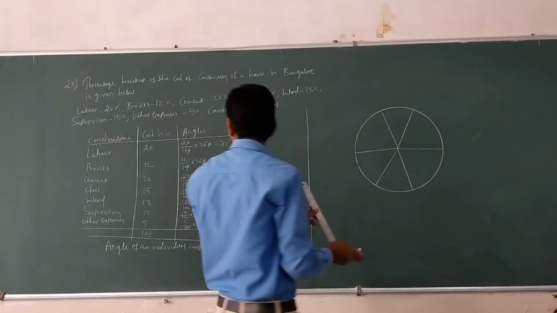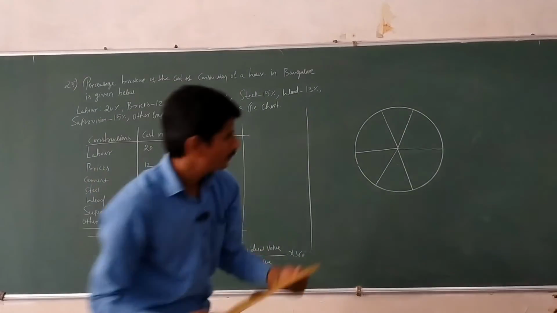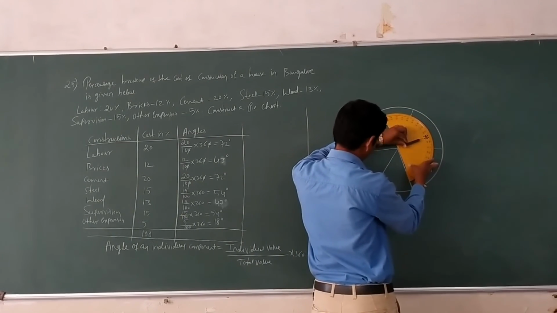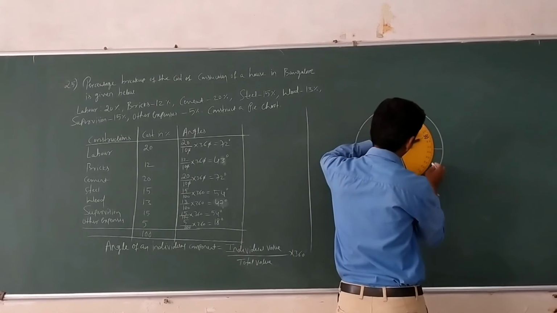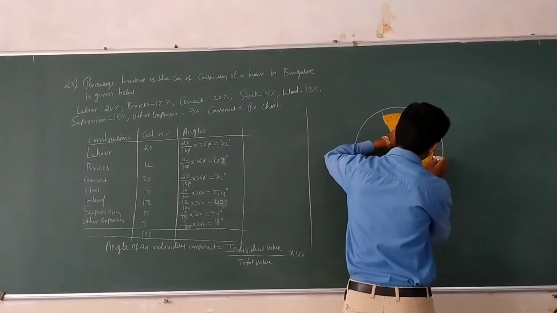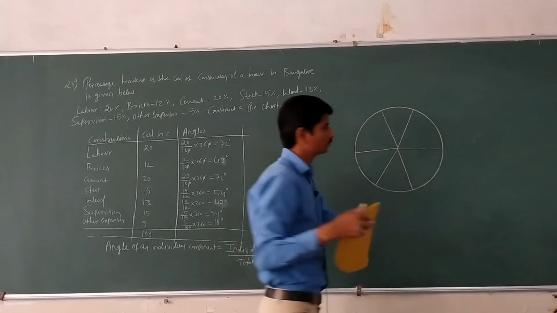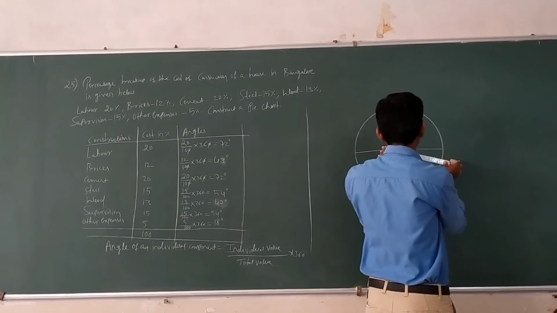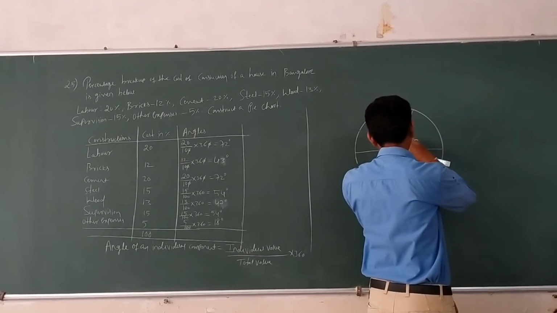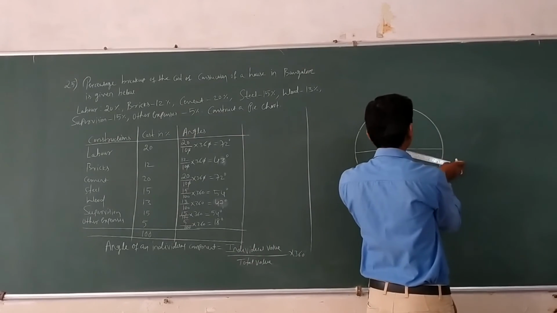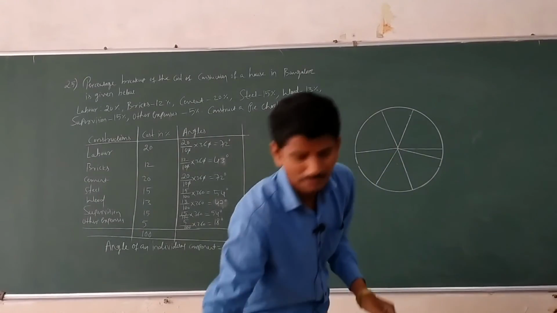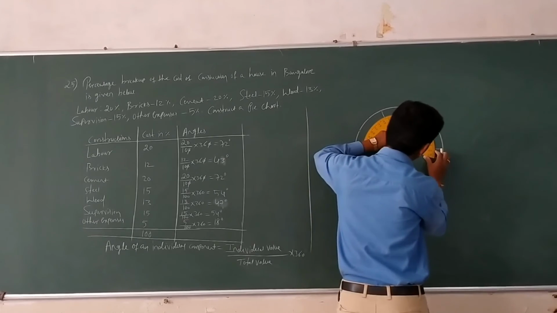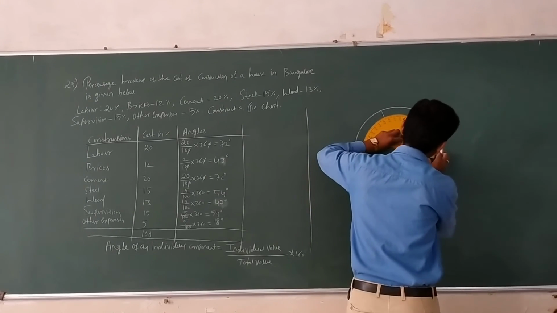The next one, supervision is 54 degree. Here is angle 54. Supervision is 54 degree. Remaining is 18 degree. If you check, it comes correct. You must compulsorily use a protector to get the degrees correct. Here 10, 20, 18.